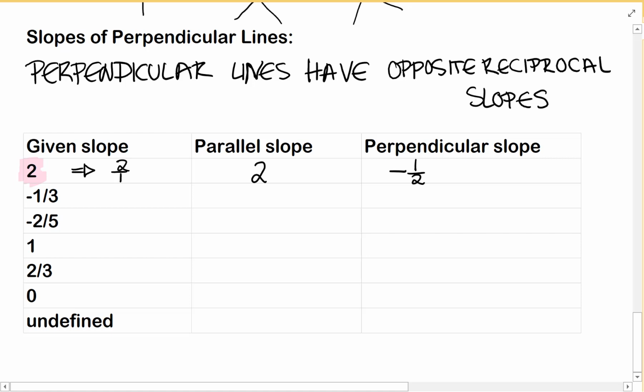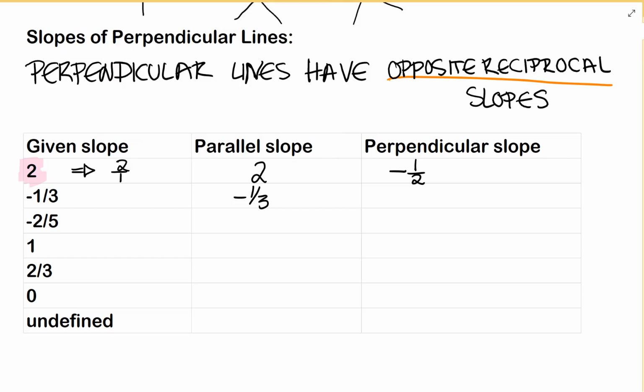All right, negative 1 over 3. What's the parallel slope? The same. What's the perpendicular slope? It's the opposite reciprocal. Therefore, we need to change the sign and flip the fraction. It's negative, so change it to positive. It's 1 over 3, so change it to 3 over 1. You could also write that as 3.